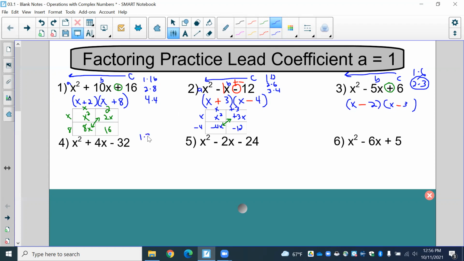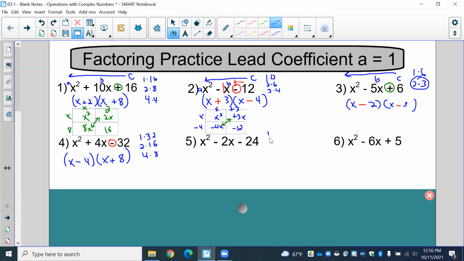32, I have 1 times 32, and I have 2 times 16, and I have no 3s, but I do have a 4 times 8. Again, this one is demanding that I use subtraction, so it's going to be 4 and 8. Just make sure when you do the subtraction ones that you actually get positive 4 or whatever they're asking. So I know it's 4 and 8, but I need to make the positive go here and the negative go there so that when I add those up, it's positive 4.